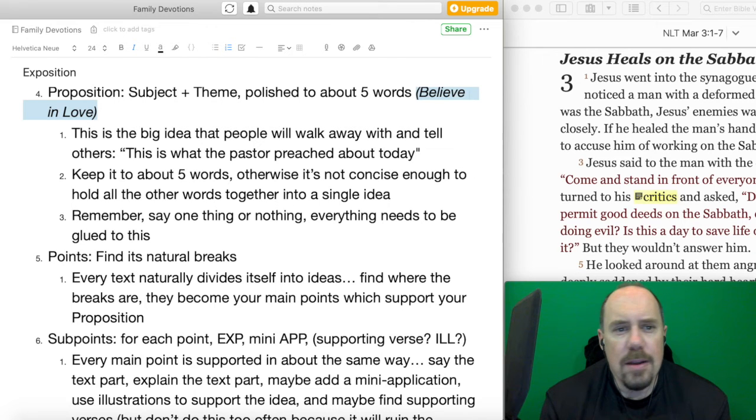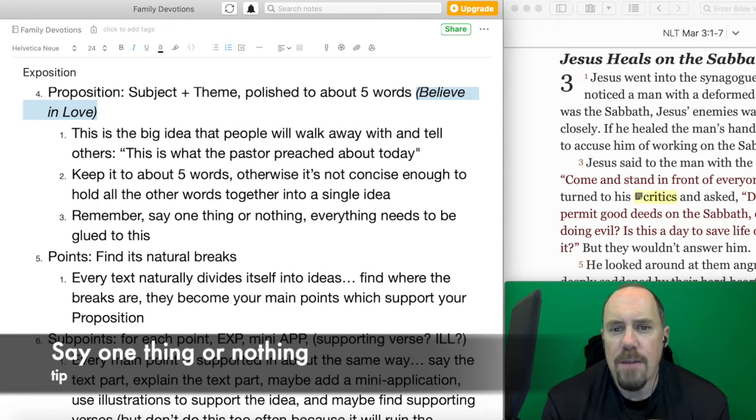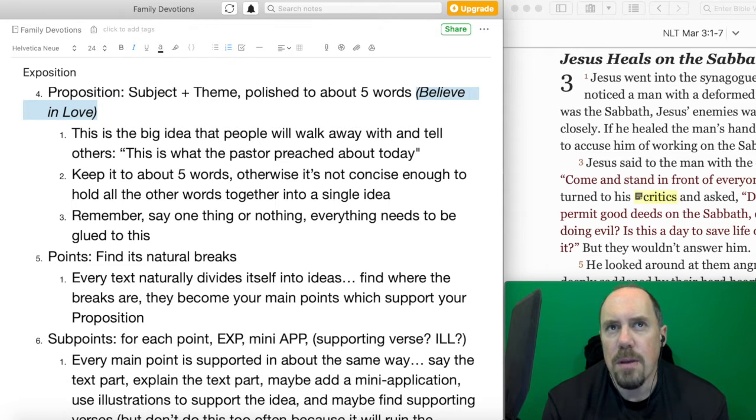So it's a big idea. Keep it about 5 words. Remember, say one thing or nothing. Everything needs to be glued to this one thing. A lot of people come to the pulpit, and I've been guilty of this so many times too, and our sub-points, our points underneath the proposition, are sermons of themselves. I could have preached some of my sermons over 3 weeks, but instead I crammed it into one moment at the pulpit, and I preached probably far longer than I should have.